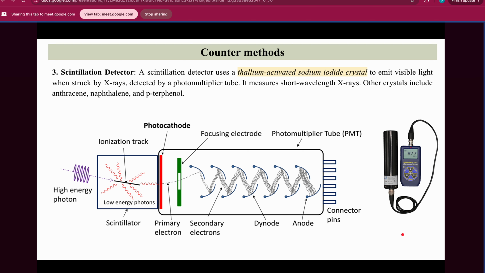So this is how they measure whether the X-rays which are coming are of higher energy or lower energy, and what the dosage is.